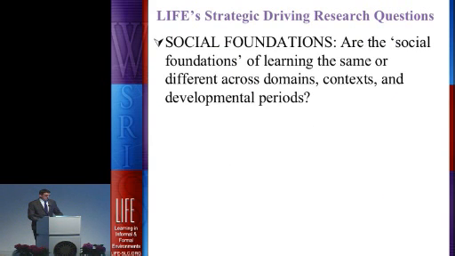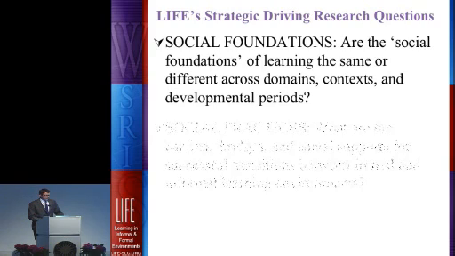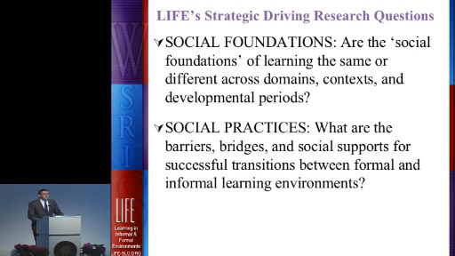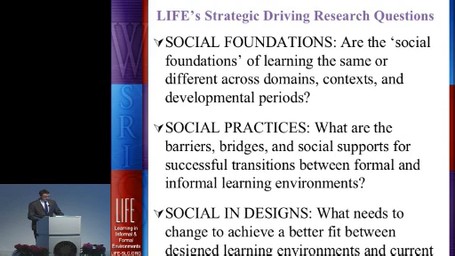We have 3 high-order questions, and they may not all fit given what the font is doing here. First one is about social foundations, and if we think about the social nature of learning, how is it that the nature of that social learning is similar or different across domains, contexts, and developmental periods in a person's life? Social practices, and I'll say a lot more about this one, in terms of what are the barriers and bridges to learning as people navigate across settings that are given labels of formal and informal education designations. And then the third has to do with a set of questions about, if we understand this about the social and practice-based natures of learning, how do we take that into account in thoughtful ways in the actual educational designs that we're working on?